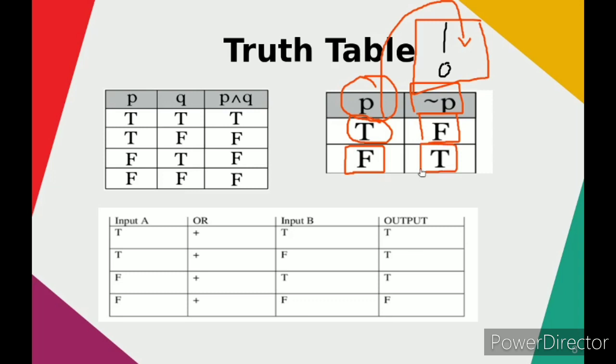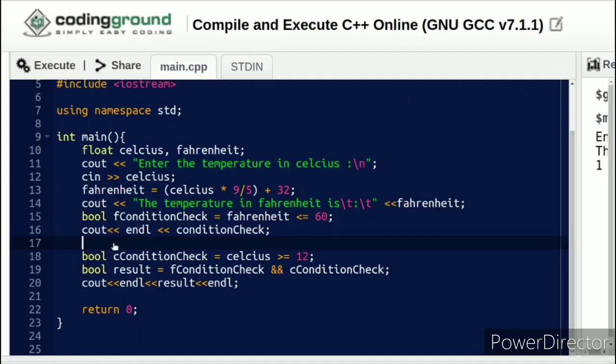Now that we know what logical operators are and we also know what truth tables are, let us now look at logical operators in our program. Coming over to the program, well, this is the program from the previous video, but I've made a few modifications over here so that we can make use of the logical operator in our program.